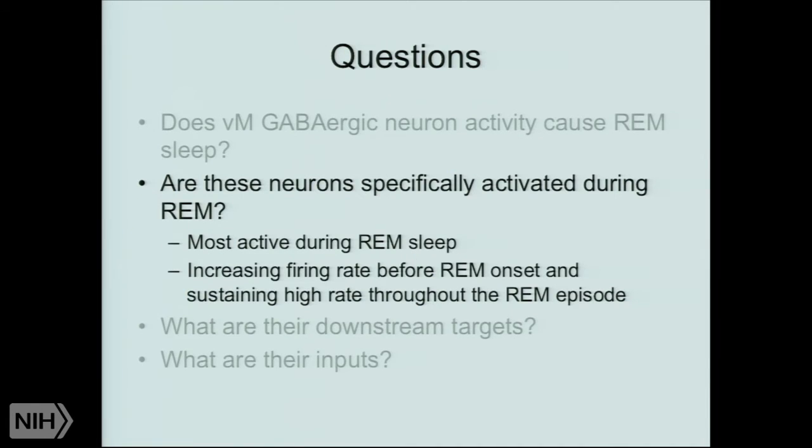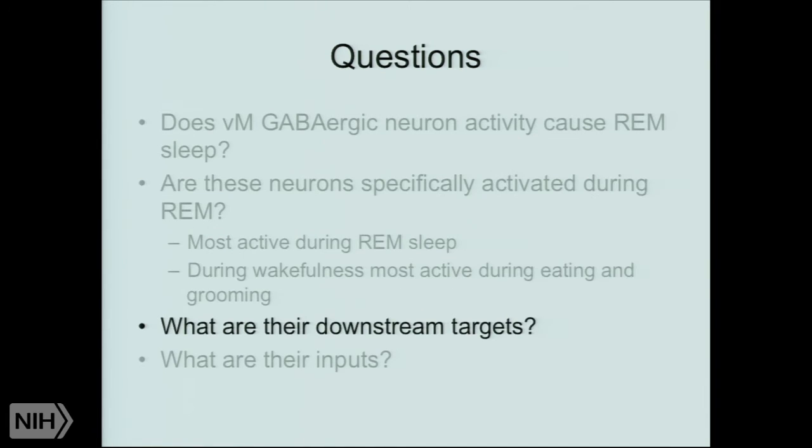So this is the answer to the second question. So we know that these neurons are most active during REM, and also their firing rate changes basically fit the functional roles that we think that they should perform. Okay, so the third question, what are their downstream targets, right? So we know that these neurons can induce REM sleep, and so how do they do it?